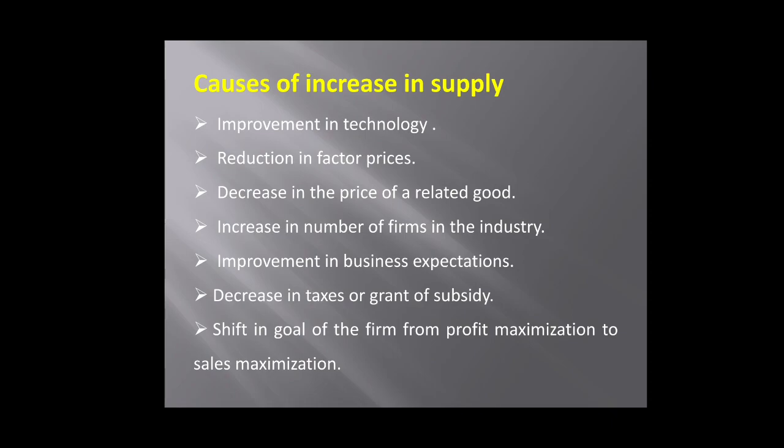And the last important cause of rightward shift in the supply curve is the shift in the goal of the firm from profit maximization to sales maximization. Dear students, if the goal of the firm changes from profit maximization to sales maximization, the producer will produce more in order to maximize his sales. This leads to an increase in market supply and hence the supply curve shifts rightwards.